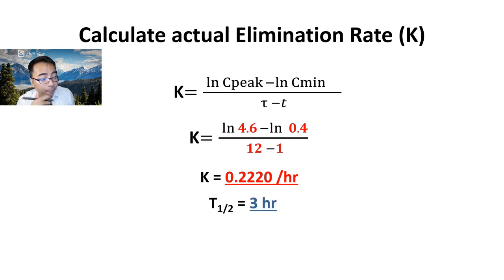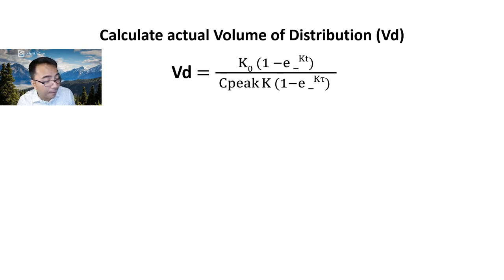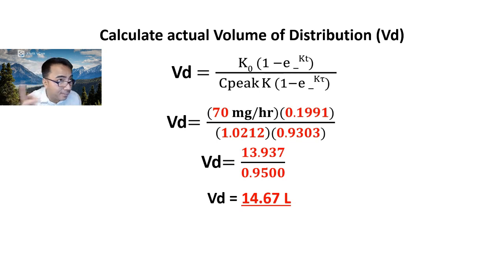Half-life would be 3 hours. So for VD naman, class, we'll use this formula here. Substitute everything, and then you'll get a VD of 14.67. Compare that to the 12 point something natin a while ago, right? So 14.67 pa lang actual, volume of distribution ng patient natin.